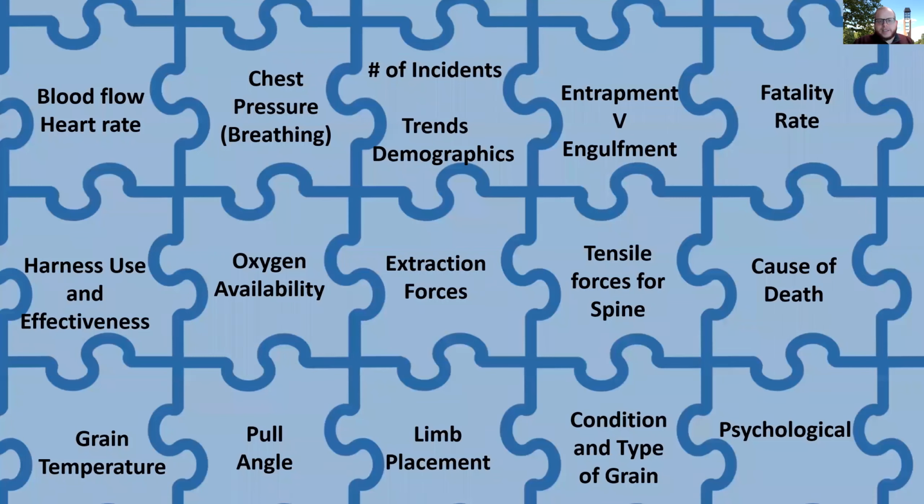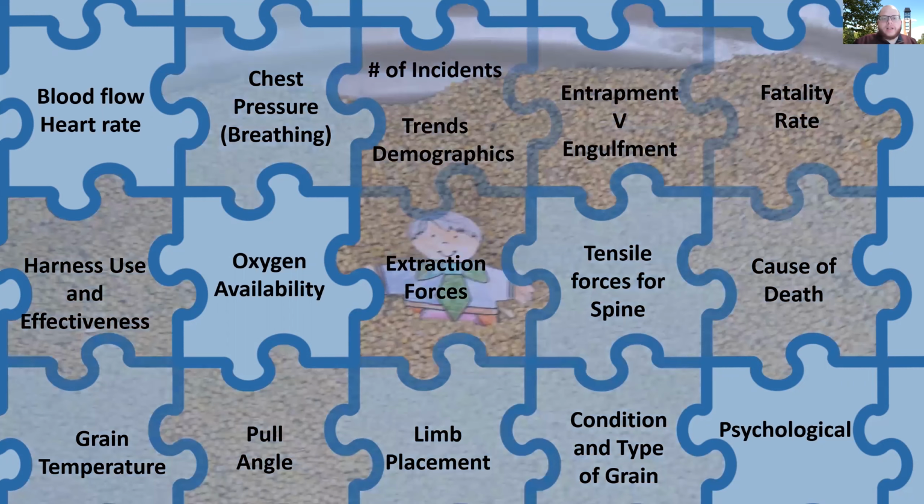Okay, so discussion, quickly. This is back to our puzzle, trying to figure this out. We came up with a lot of results. Now we have a better sense of the number of incidents. We're experiencing 20 to 40 incidents per year, and it's been pretty stable since then. We've seen entrapment versus engulfment.